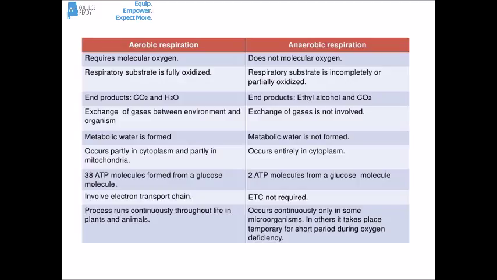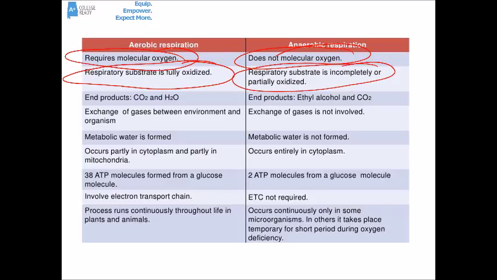So this chart compares aerobic respiration and anaerobic respiration. In aerobic, oxygen is required as a reactant. It's not required in anaerobic respiration. In aerobic respiration, the substrate is fully oxidized. In anaerobic respiration, it's only partially oxidized. You're left behind with partially oxidized waste products like lactic acid or ethanol. The end products of aerobic respiration are carbon dioxide and water vapor or water. And the end products of anaerobic respiration are ethanol and CO2, or maybe lactic acid, depending on the type of respiration.